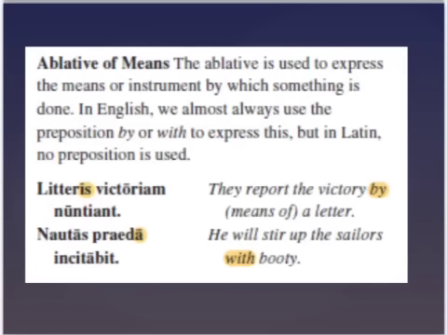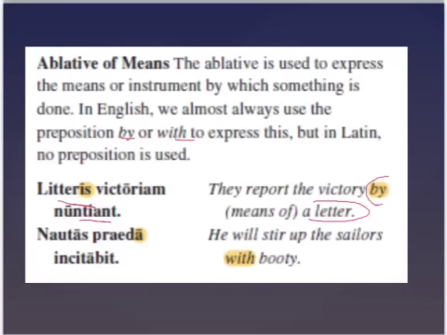A special use of the ablative is called the ablative of means. The ablative of means is used to express the means or an instrument by which something is done. In Latin, this does not have a preposition, but in English, we'll use the preposition either by or with. So for example, no preposition here in Latin, but they report the victory by means of a letter, or by a letter. It tells you by what instrument the victory is reported.